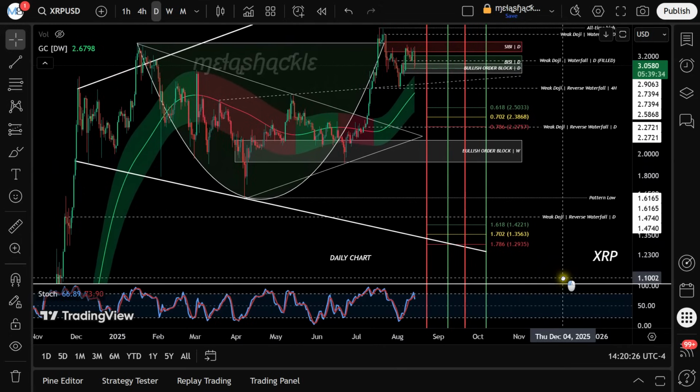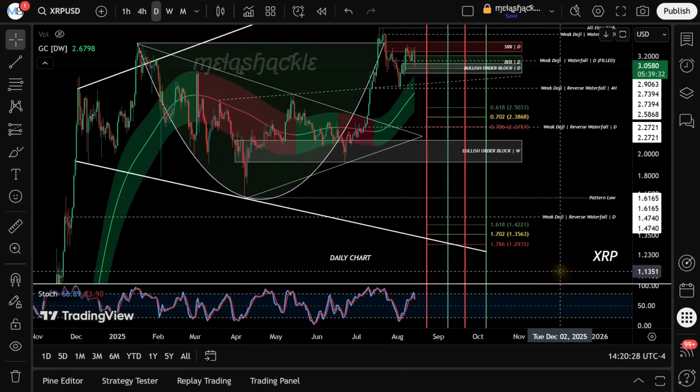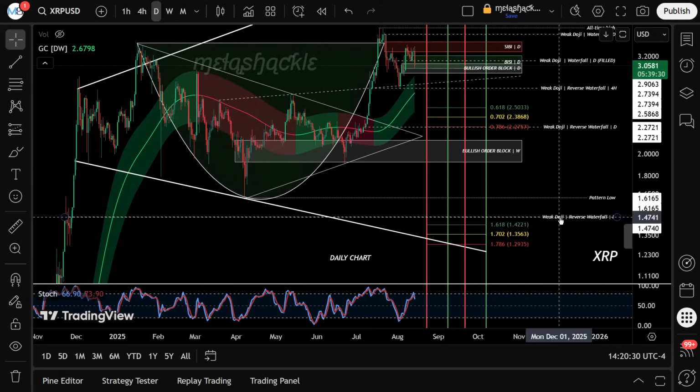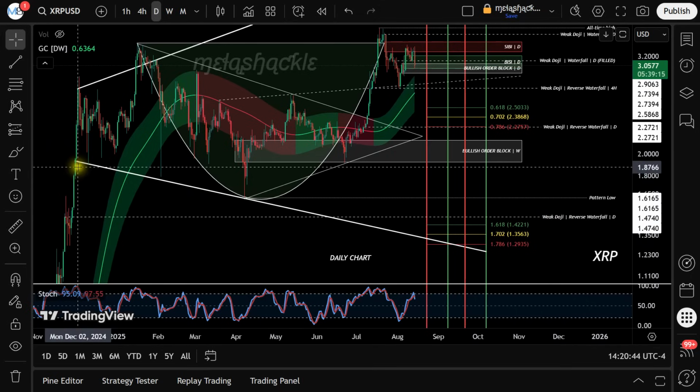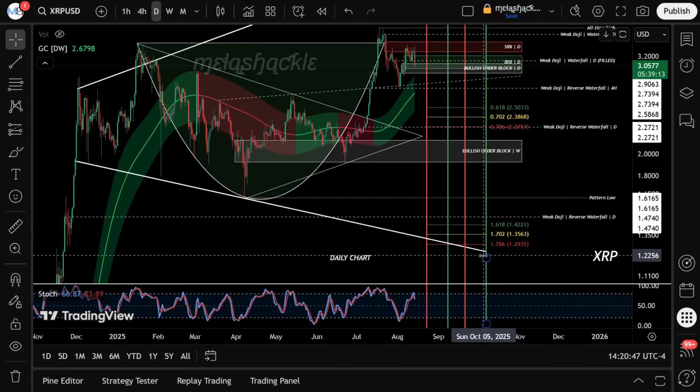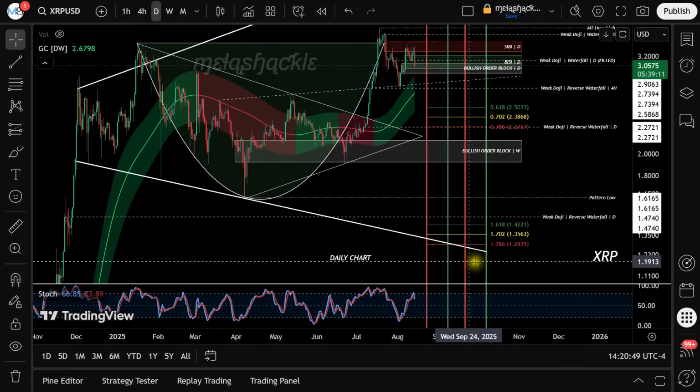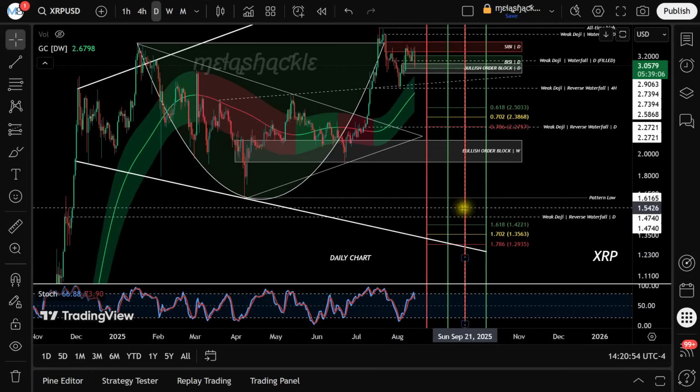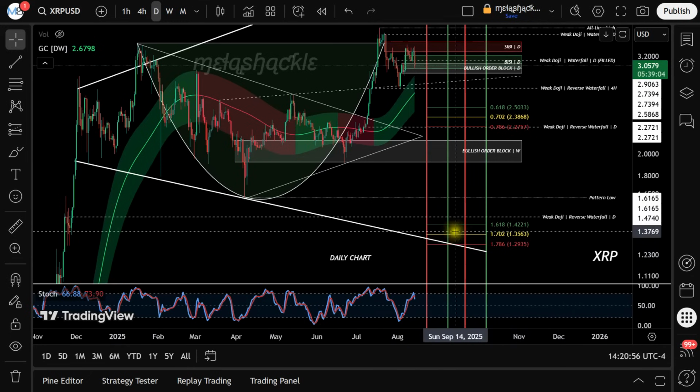But if you've followed my channel for any amount of time, you know that the one that I am watching is this weak doji reverse waterfall right here, resting at about $1.4740, which corresponds with the lower trend line on this expanding broadening wedge, as well as these lower Fibonacci levels right here. And I do believe at some point these levels are going to be hit again.